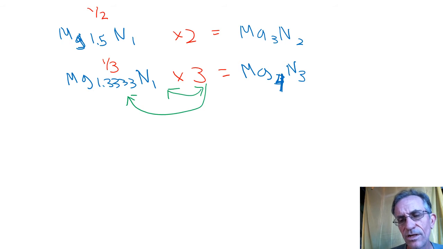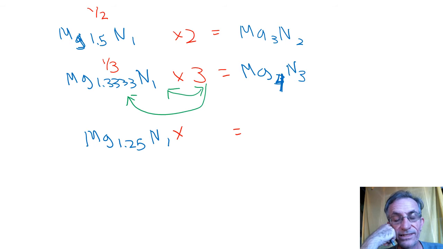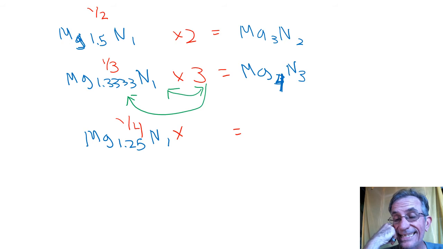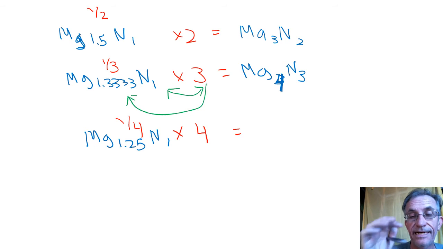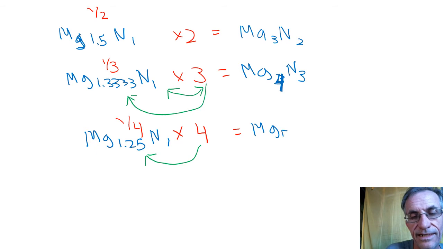There are a few you might run across on homework or in class. Mg 1.25 N 1. Don't give me that. Make it whole numbers. How are you going to do that? Well, 0.25 is the same thing as a quarter. To make a quarter go away, it's the same idea: you multiply both of them times 4. 4 times 1.25, try it on your calculator if you don't believe me, you get 5, Mg5. And then 4 times 1, you multiply them both times 4, you get N4.